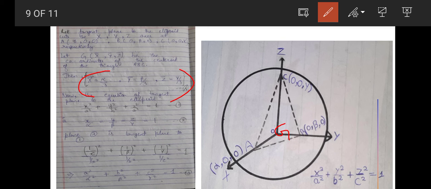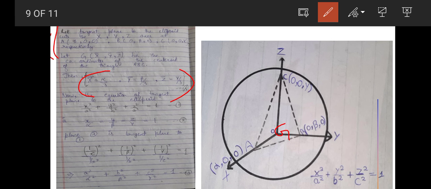First of all, let the tangent plane to the ellipsoid cut the x, y, z axes at points A (alpha, 0, 0), B (0, beta, 0), C (0, 0, gamma) respectively. Let G (x bar, y bar, z bar) be the coordinates of the centroid of triangle ABC. Then we have the following result: x bar is equal to alpha upon 3, y bar is equal to beta upon 3 and z bar is equal to gamma upon 3.